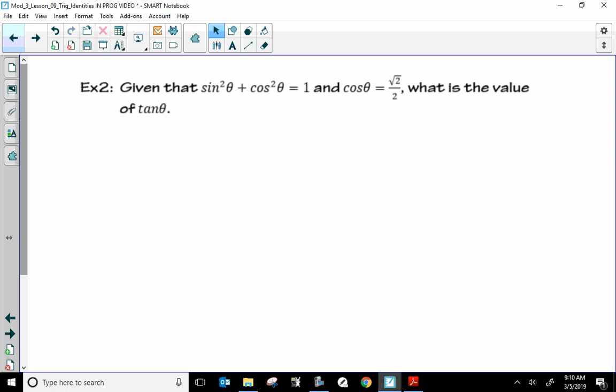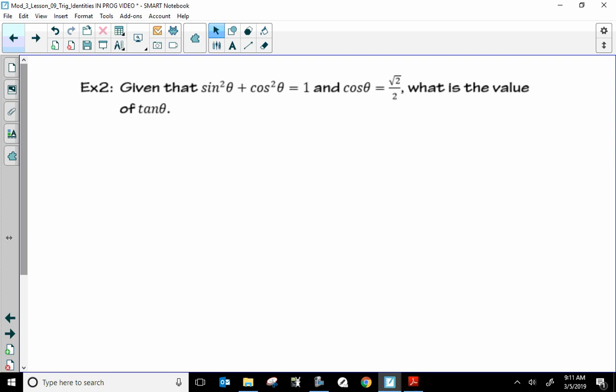But anyways, all right. Given that sine squared plus cosine squared equals 1 and cosine equals radical 2 over 2, what is the value of tangent? If you know your angles and special triangles, you could probably answer this. Is it 1? It might be 1. I don't know. Maybe I'm wrong, but maybe I'm right. Okay? And if I am right, I'll explain how I knew that before we even did this.